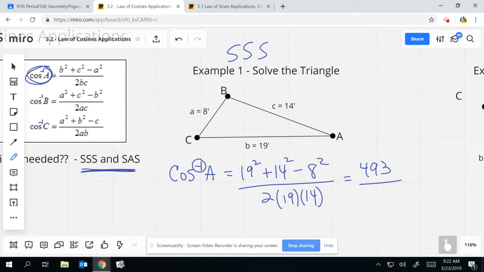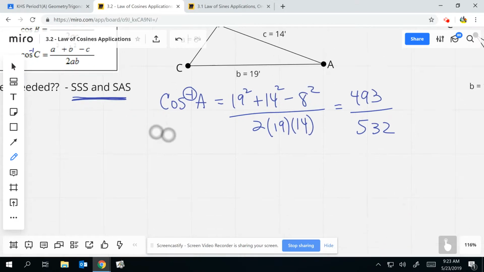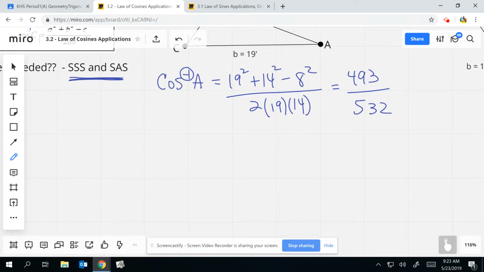And then you get 2 times 19 times 14. Bottom is 532, and the bottom better be larger. It's a cosine. Cosine is A over H. H is always your biggest side. You better have a bigger number on the bottom so that you can get a decimal that is less than 1. You need to be less than 1. So 493 divided by 532, you get 0.9267.